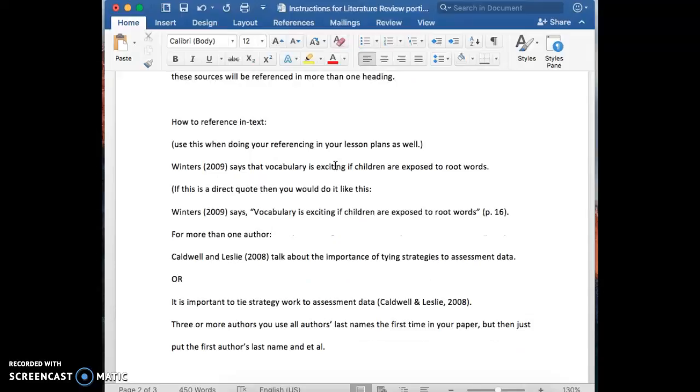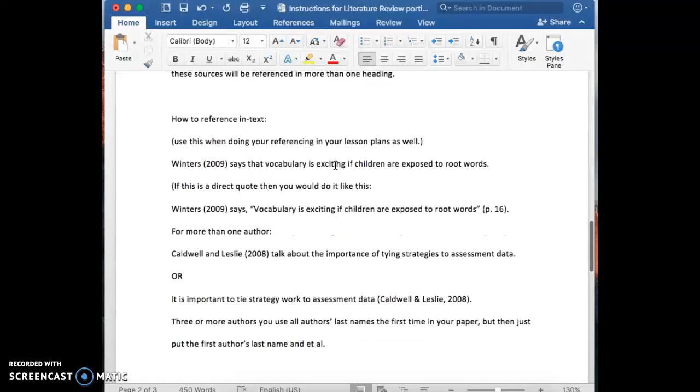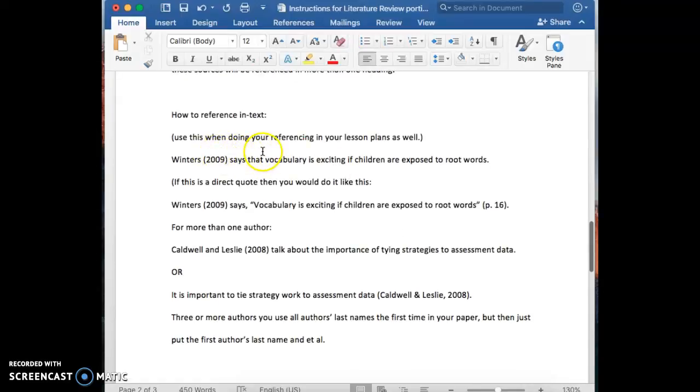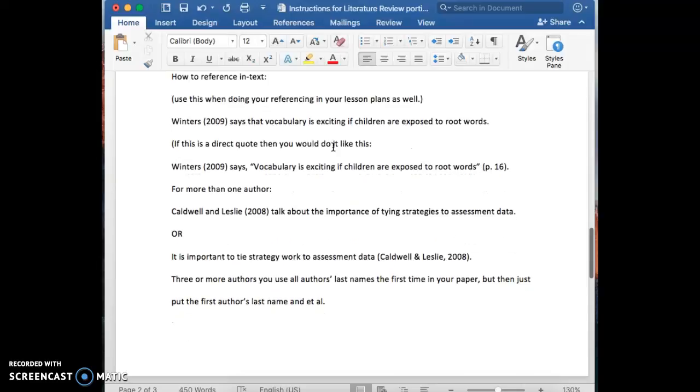How do you do your references in text? So this section you can use when you're doing your reference in your lesson plans as well. So these are some things that I've been seeing. What you want to do is you want to use the author's last name. You don't use the author's first name, you just use the author's last name and the date of publication.